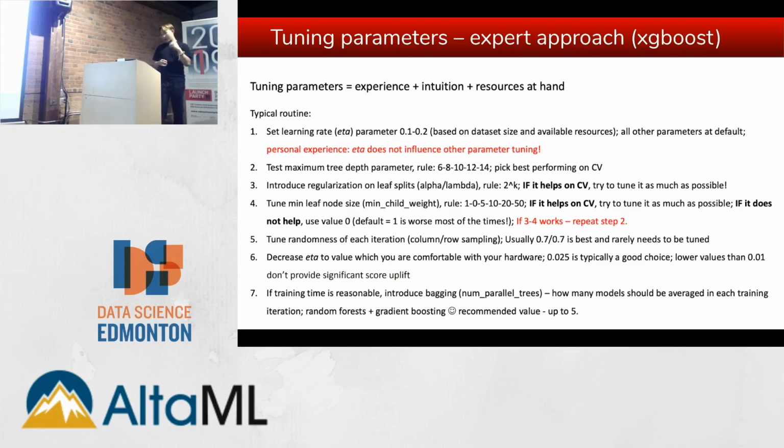And you can then start to tune the randomness of each iteration. I think you already know, in the random forest or the gradient boosting tree method, you subsample both the columns and the rows. So you subsample the data set, and at each split, you also subsample the feature space. So you also want to play with this randomness. Usually 0.7 and 0.7, 70% columns and 70% rows, are a good starting point.